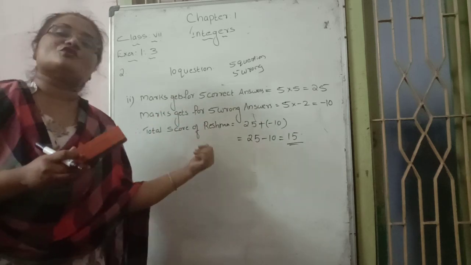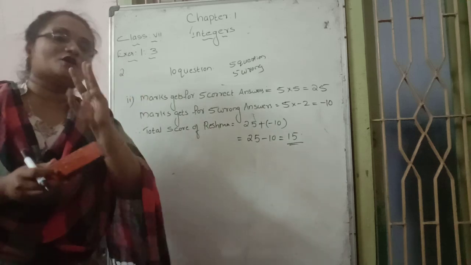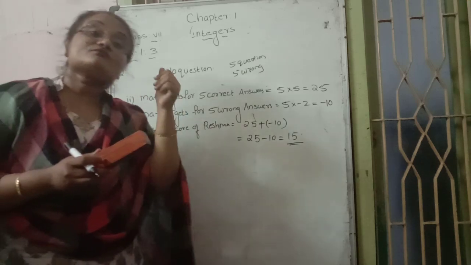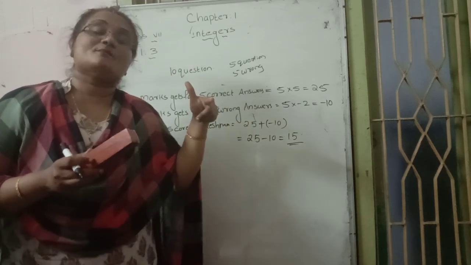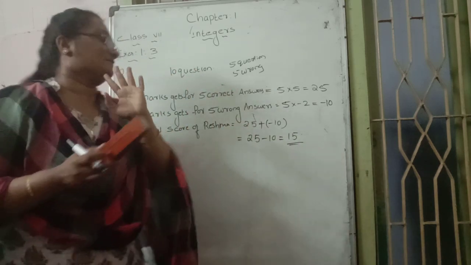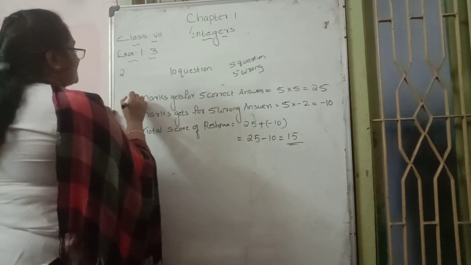That is the meaning of the second part. I hope you can understand the second part. One more part is the same way. Any question not attempted means that part, 0 mark is also awarded. That also remember. So the third part of this question.